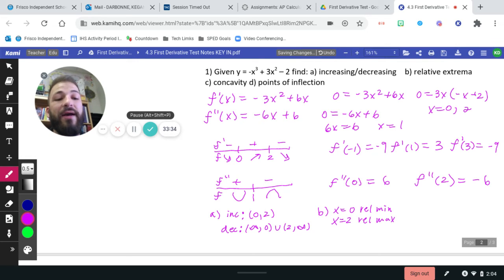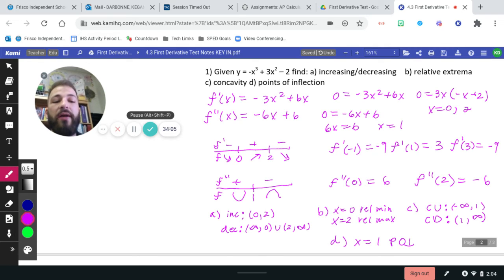Okay, C, concavity. We are concave up where we're positive, so negative infinity to 1. We are concave down when we are negative, so 1 to infinity. And then last but not least, part D, points of inflection. We got 1, right at 1, because we changed signs, positive to negative. Doesn't matter which way we go. Okay, but x equals 1 is a POI, a point of inflection.